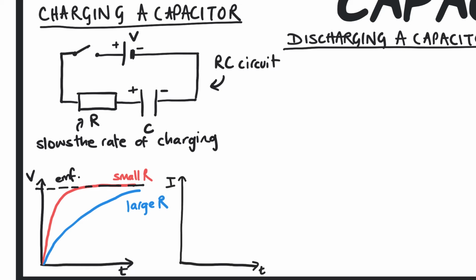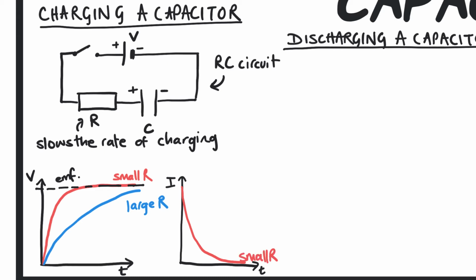When it comes to the current, when we're charging a capacitor, what we find is that initially there is a large current, there is a large flow of charge. However, as more and more charge builds up on the plates, it becomes increasingly difficult to get the charges onto the plate, and therefore the rate at which those charges move slows down. So what we find is that we have an exponential decrease for the current as it's charging, and that would be for a small resistance.